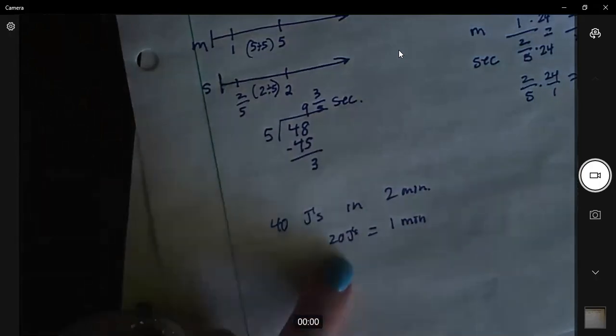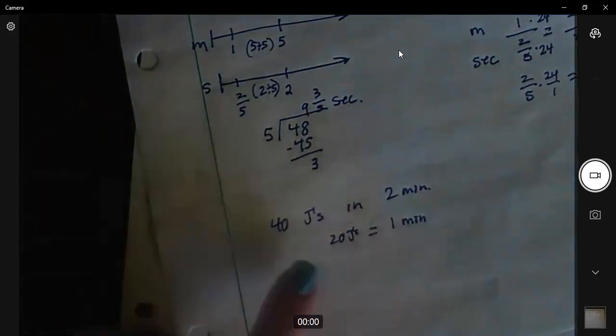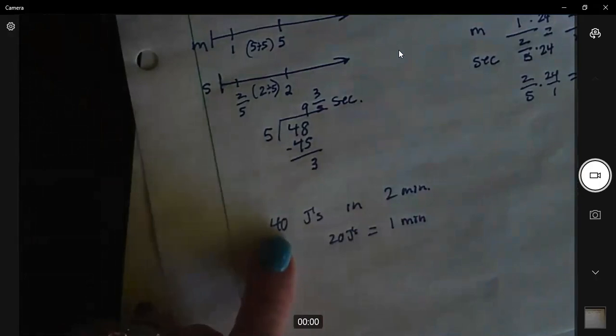This might be a fraction, right? Because if this were 37 J's, then I'm going to have a fraction, and that's okay. That's a good thing.